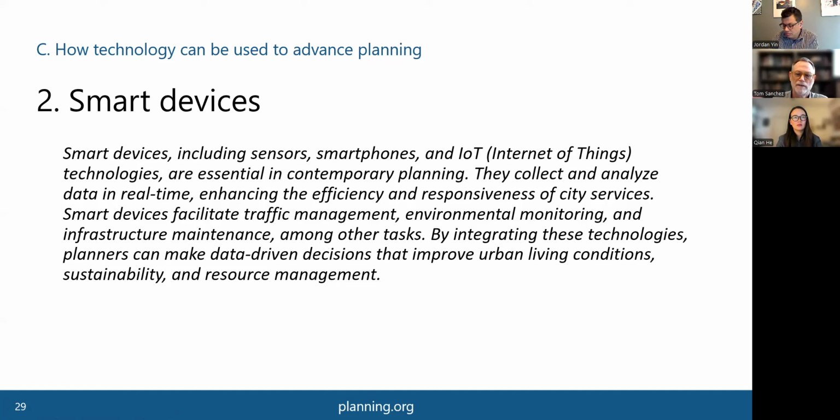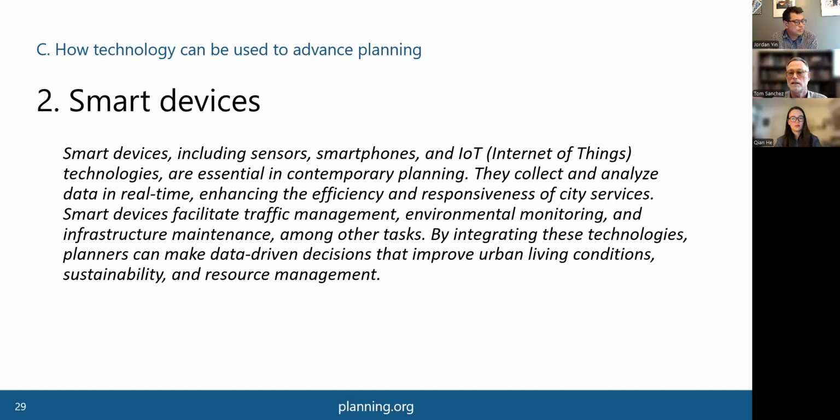And smart devices facilitate traffic management. We've seen this for some time now with signal timing and detection and queuing detection, things like that. Also for environmental monitoring and infrastructure maintenance, among other things. And so by integrating these technologies, planners can make data-driven decisions that improve urban living conditions and sustainability, as well as resource management.